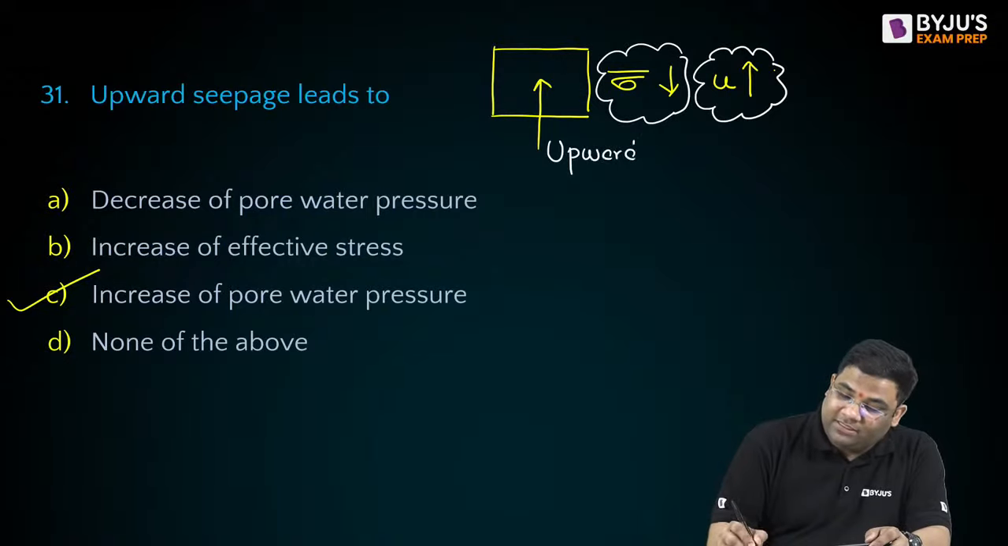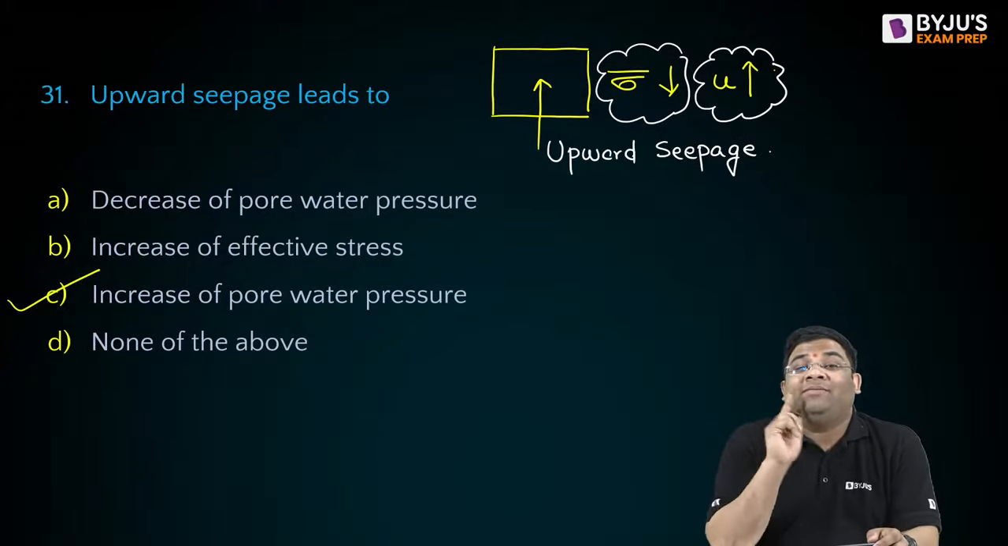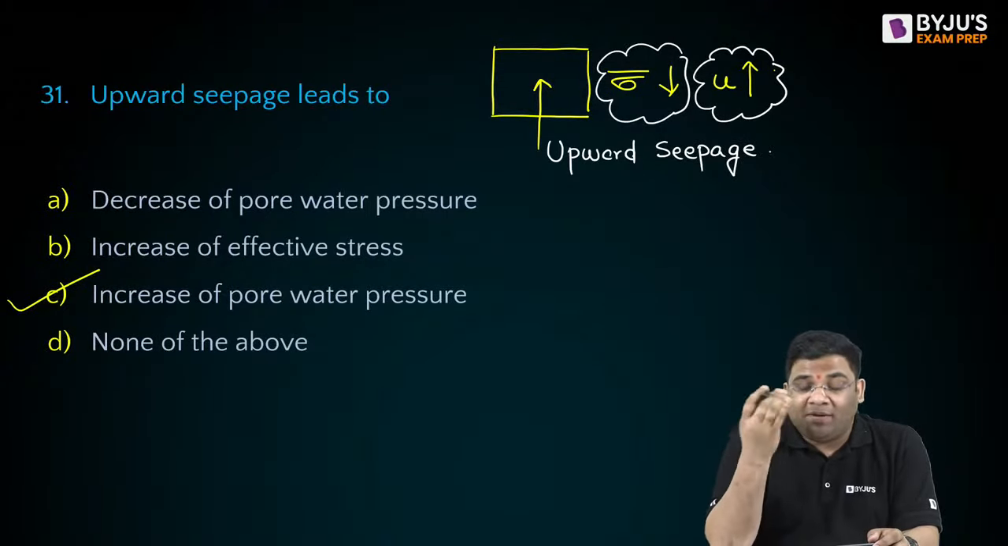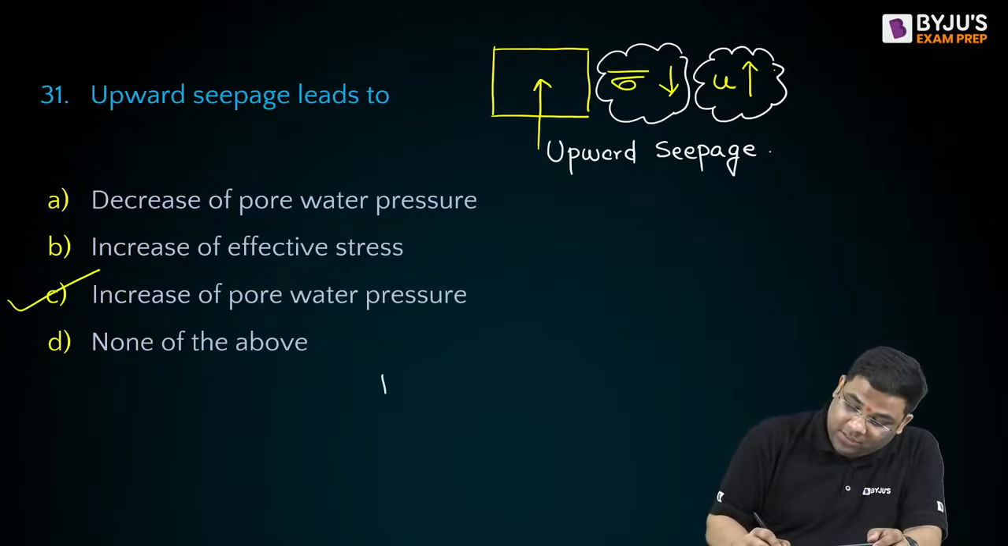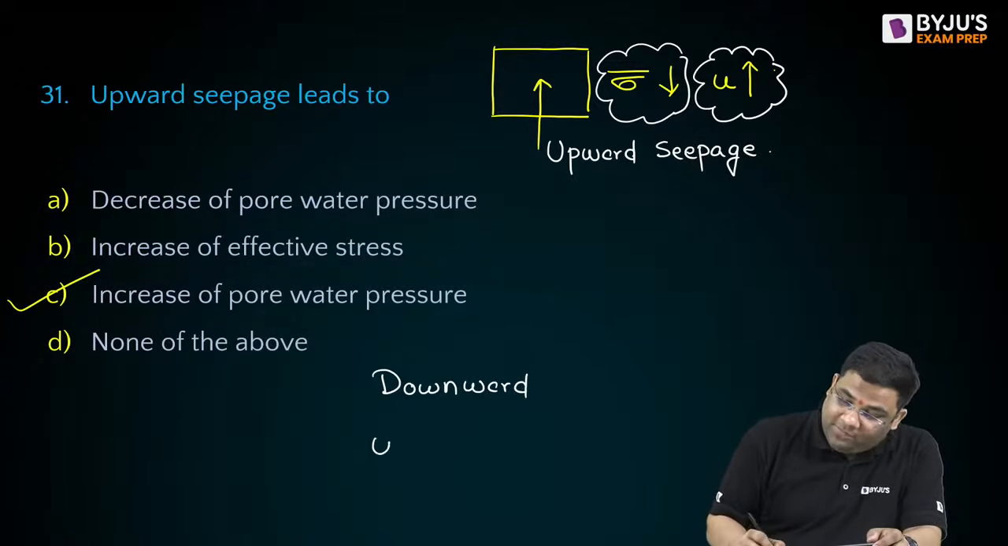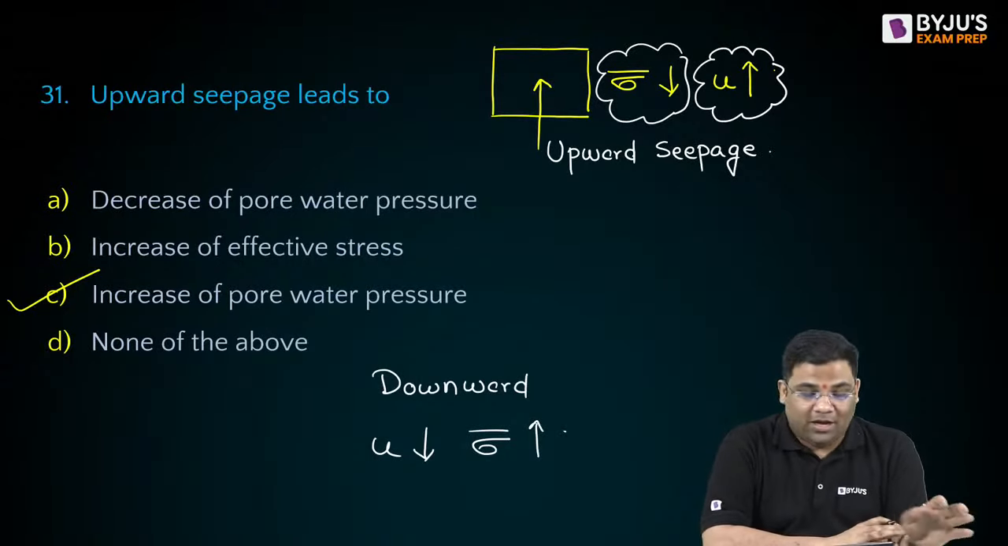And the reverse in downward seepage. In downward seepage, what happens? Pore water pressure decreases and effective stress increases. The reverse. Understood? Okay, next question.